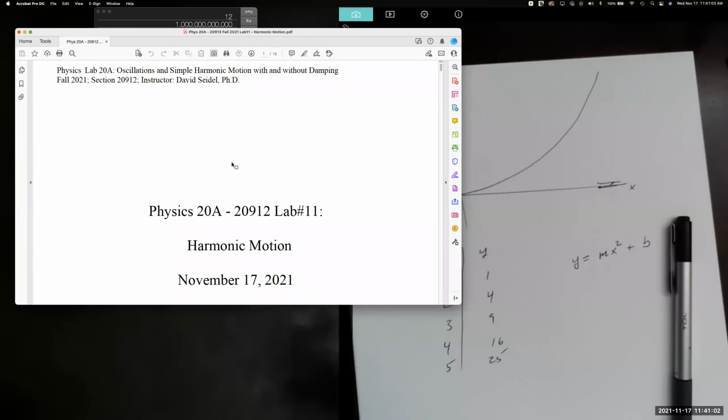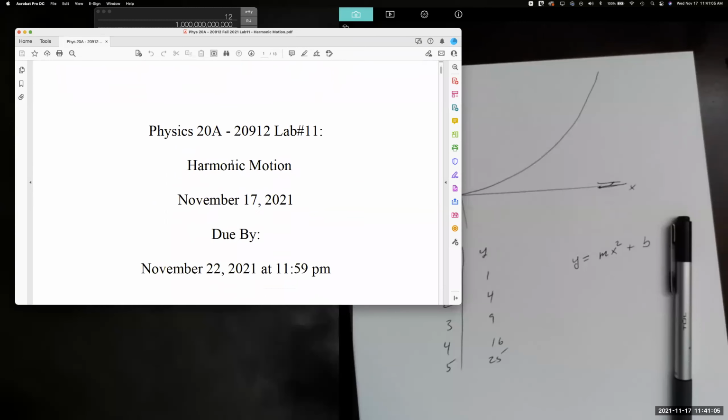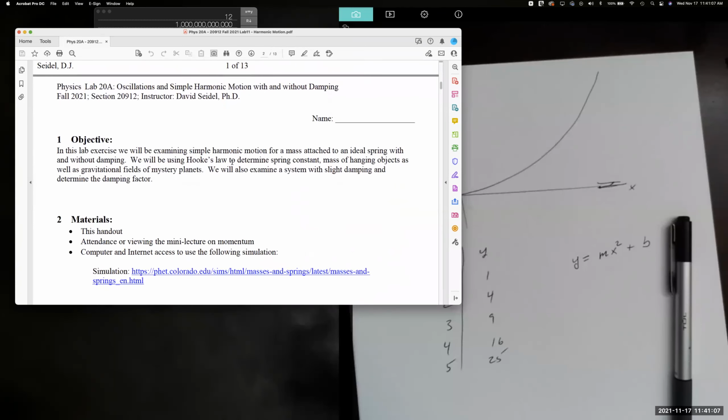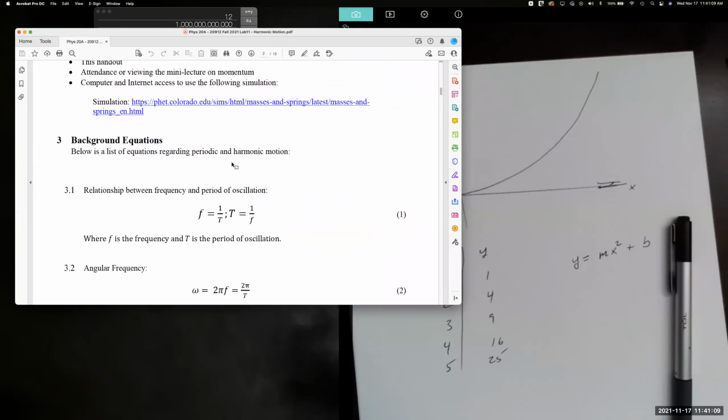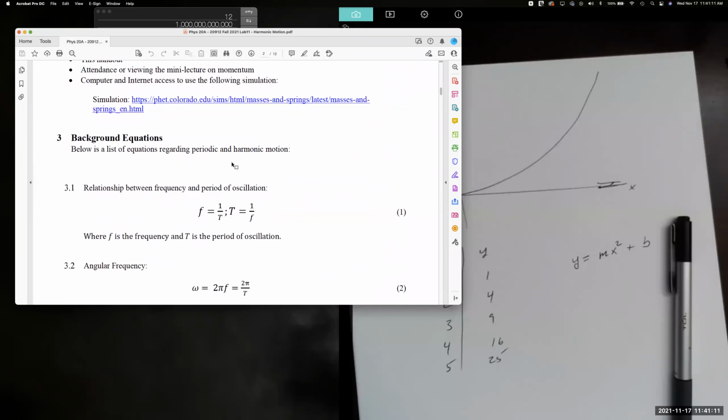Okay, so we're going to do with and without damping. So we're going to pull up our labs. We have our basic background equations. Let's not forget our basic background equations. We had them introduced in today's lecture. We've had them introduced in the past where we talked about frequency, period, and angular frequency.